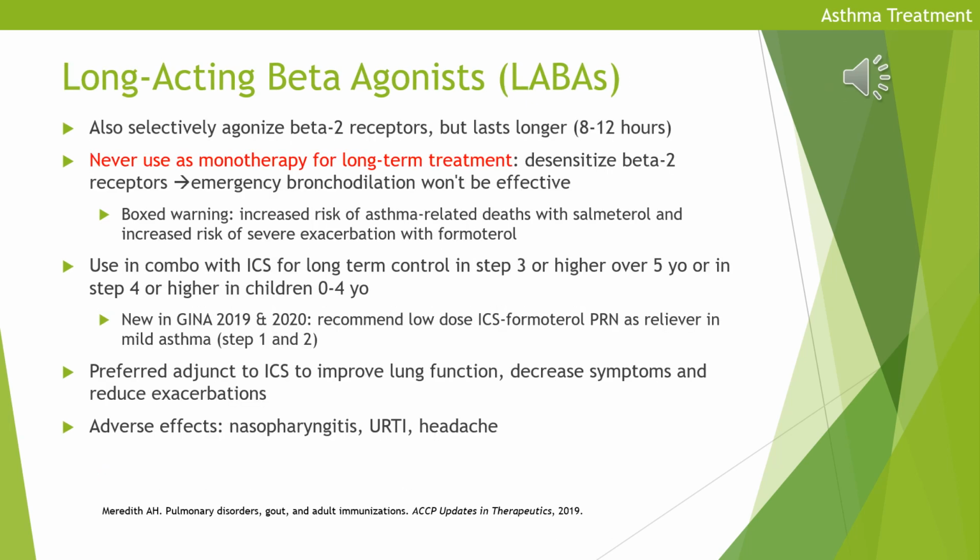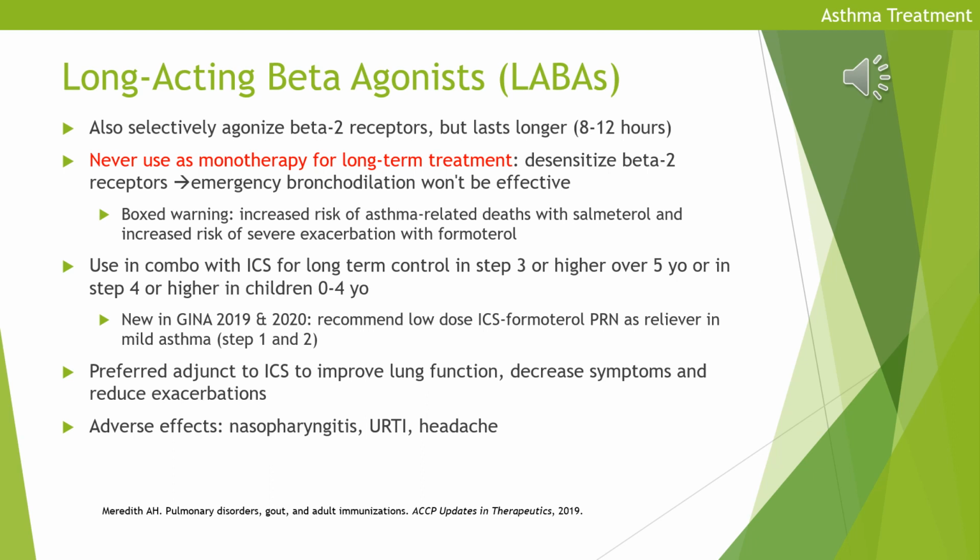The next class has a very similar name to the last class, and these are the long-acting beta agonists, or LABAs. So they also selectively agonize the beta-2 receptors, but they last longer, typically about 8 to 12 hours. The most important thing to know about LABAs in the treatment of asthma is that they should never be used as monotherapy for long-term treatment. And that is because LABAs can desensitize the beta-2 receptors, so that the emergency bronchodilation would not be effective.